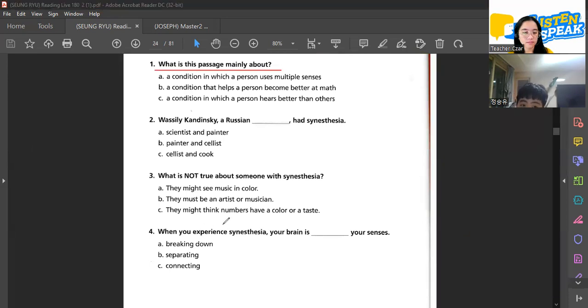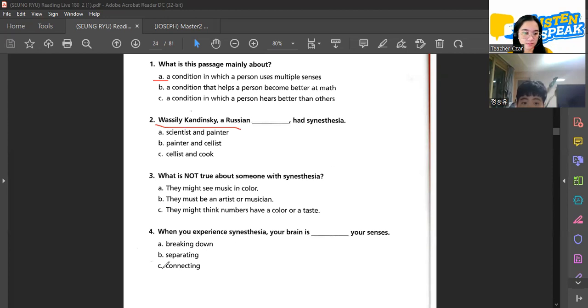What is this passage mainly about? What do you think? What is the story about? A condition with a person who has multiple senses? Yes, that's the one. Very good. Because those persons use multiple senses, or they mix their senses to do some kind of things. Very good. Let's have number 2.